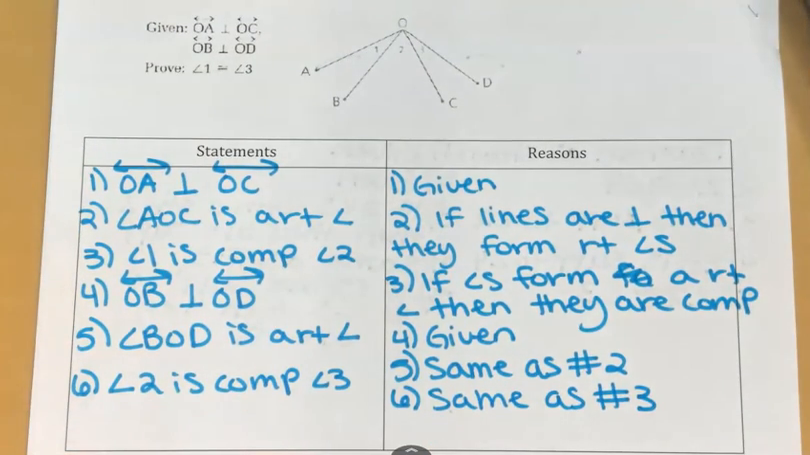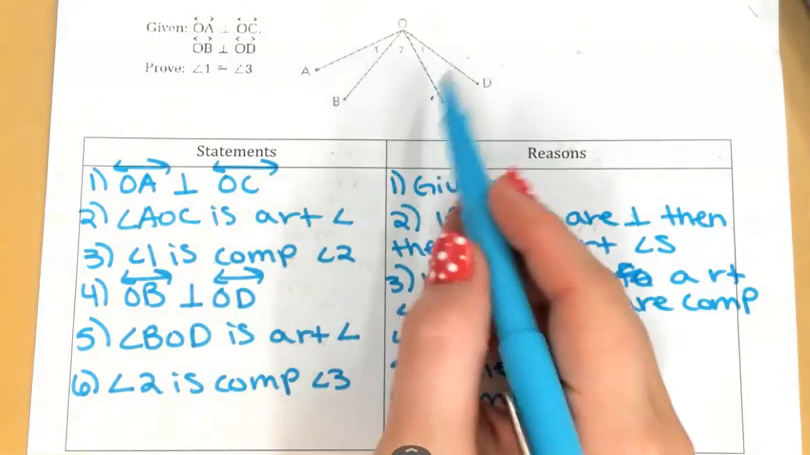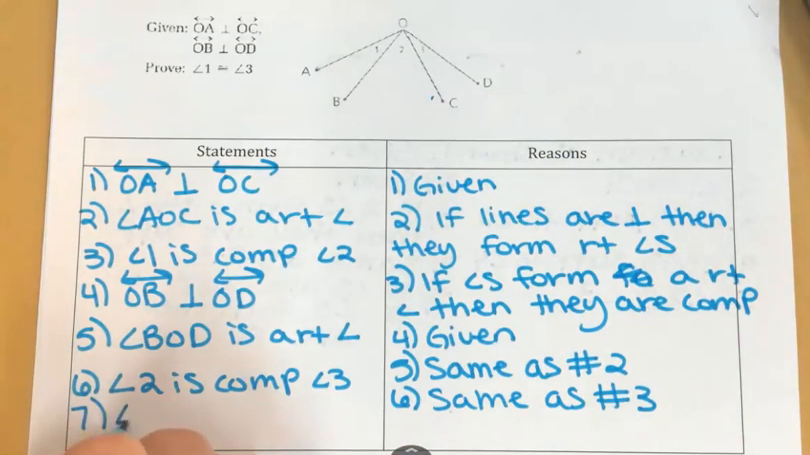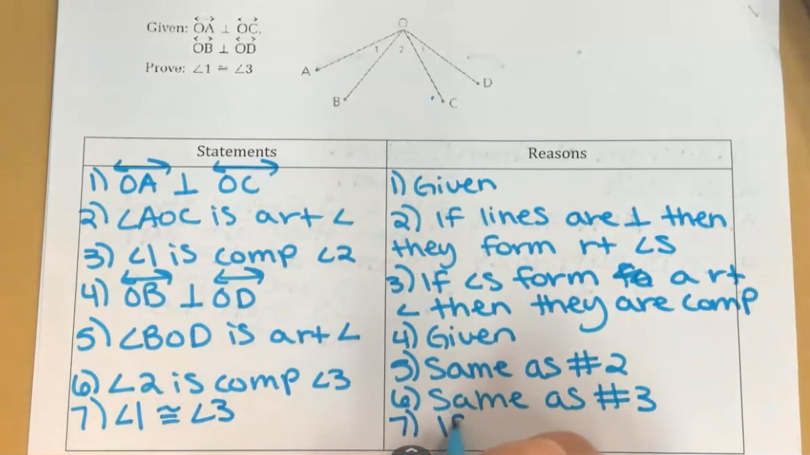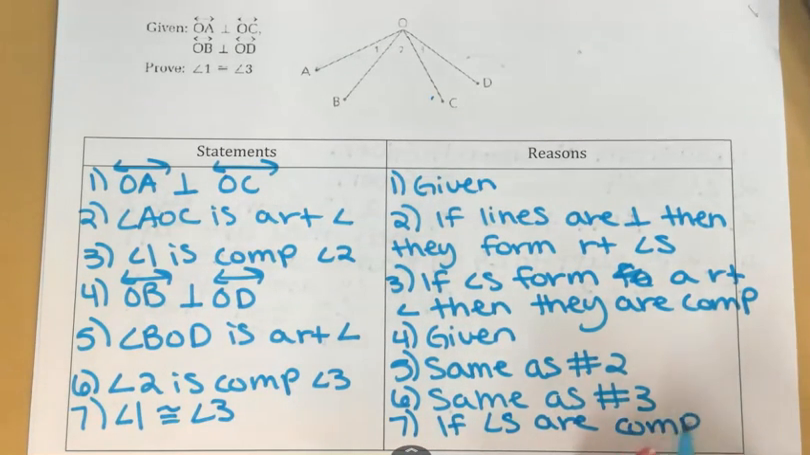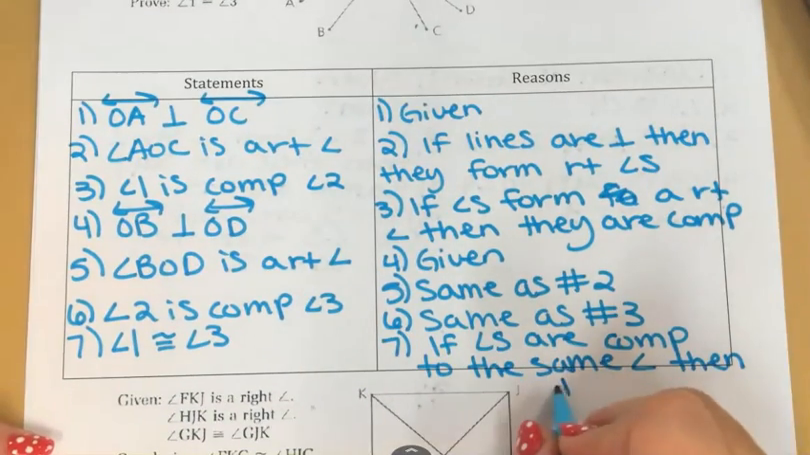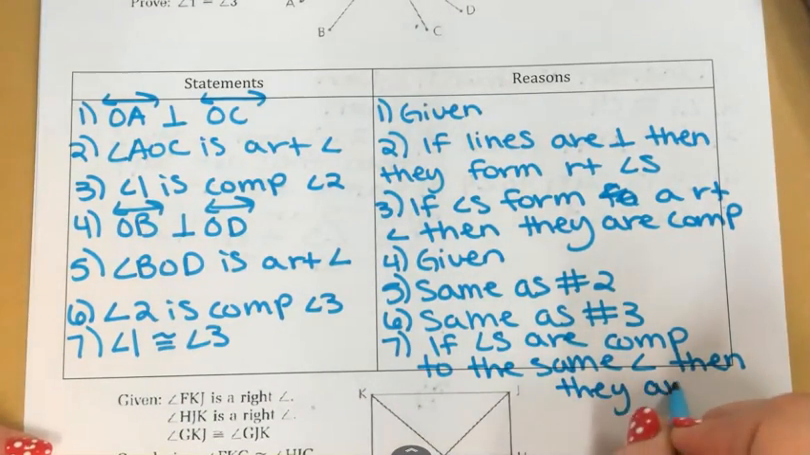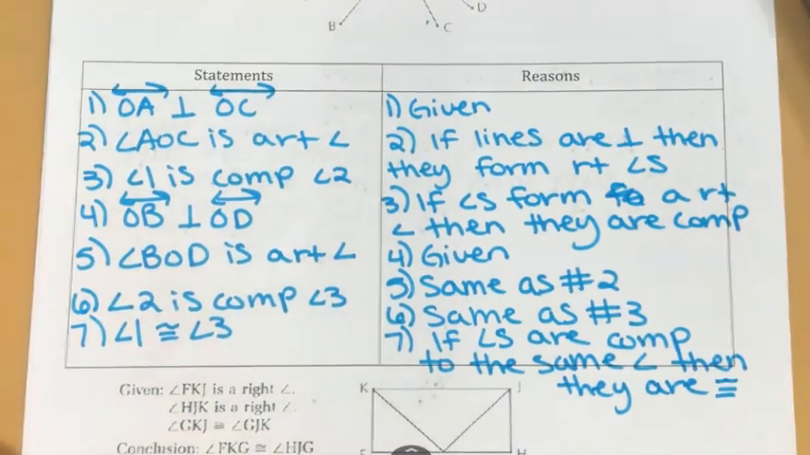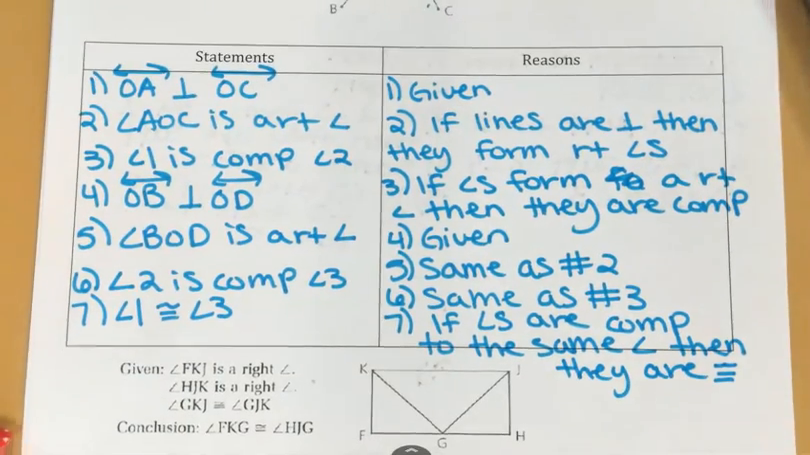So what I have here now is two sets of complementary angles, and only 3 angles were involved. So angle 1 is congruent to angle 3 because if angles are complementary to the same angle, then they are congruent. And my time is going to cut off, so I'm going to complete that last proof in a separate part.